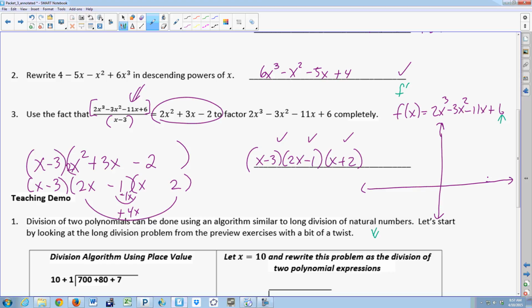Remember, you can write this like this as well. X minus 3, 2x minus 1, x plus 2, they're exactly the same. What else can you tell me? Right, so if you set each one of these equal to 0, you can find the zeros of your function, which relate to being the x-intercepts on your graph. So if x was 3 here, I get a 0. In this case, if x is 1/2, I get a 0. And in this case, if x is -2, I get a 0.